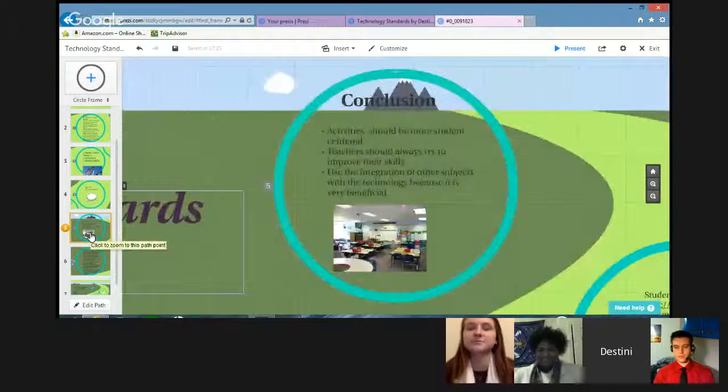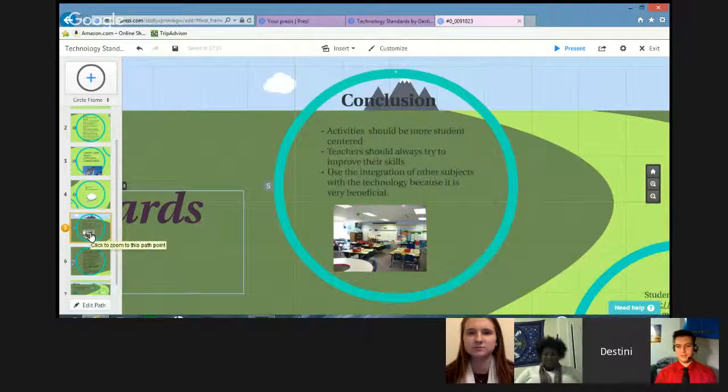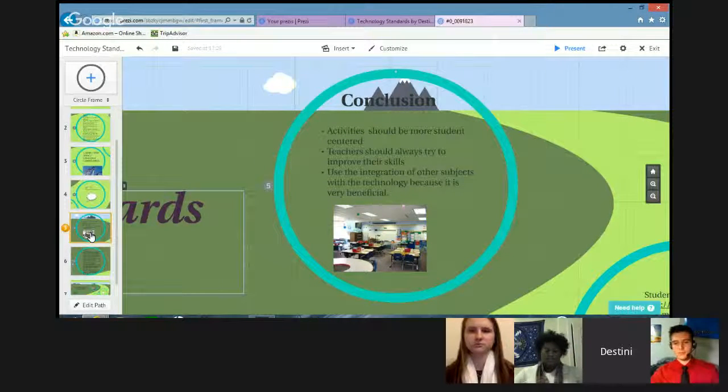So the conclusion: activities should be more student-centered. A lot of lessons are teacher-centered, which don't require as much involvement of the students. But with the activities being student-centered, they're allowed to really engage, and it really requires their interest, and it makes sure that they actually learn something.